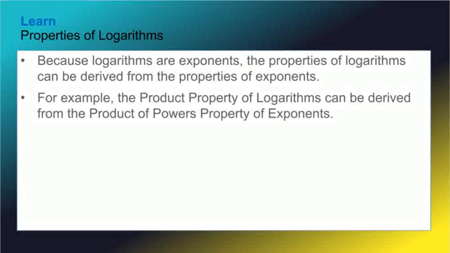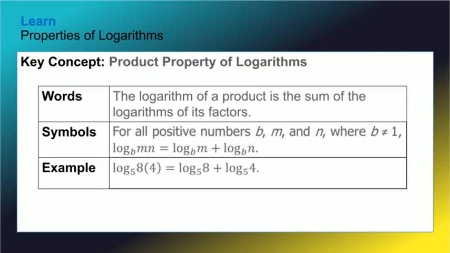The next property with logarithms: because logarithms are exponents, the properties of logarithms can be derived from properties of exponents. For example, the product property of logarithms can be derived from the product of powers property of exponents. The product property of logarithms says the logarithm of a product is the sum of the logarithms of its factors. When you think of exponents, when you multiply like bases, you add the exponents. So the logarithm of a product is the sum of the logarithms of its factors.